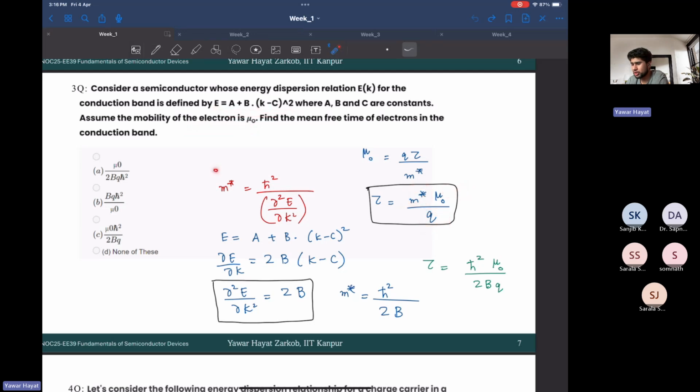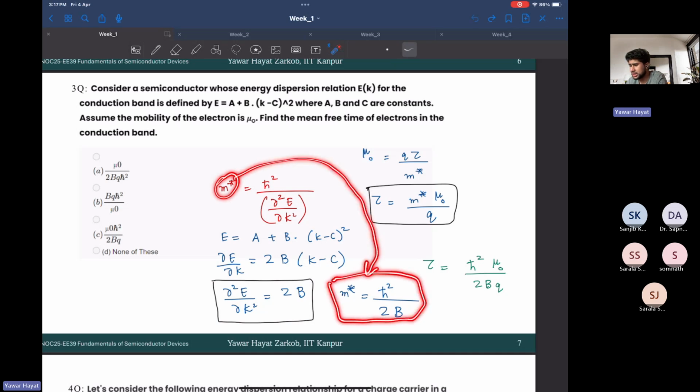So from the formula that we had already used in question number one, we can write m star is h bar square by d square E by dK square. Now I'm using this E-K relation here, A plus B times (K minus C) square. If I differentiate it with respect to K, I'll get 2B times (K minus C). If I again differentiate it, I'll get 2B. So I'll replace this by 2B, and the effective mass would be h bar square by 2B.